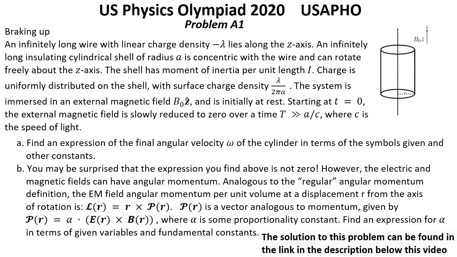US Physics Olympiad, year 2020, USAPHO, final round. This year, the competition was divided into two parts. Part A consists of 3 problems, and Part B consists of 3 problems. For each part, 90 minutes were given.